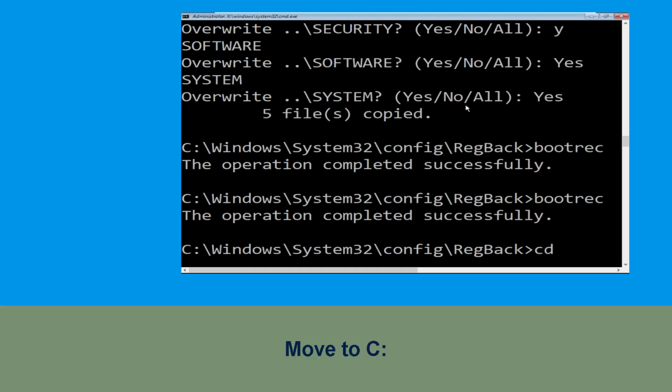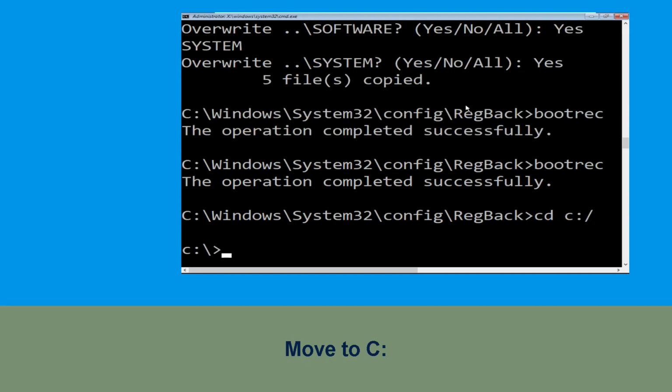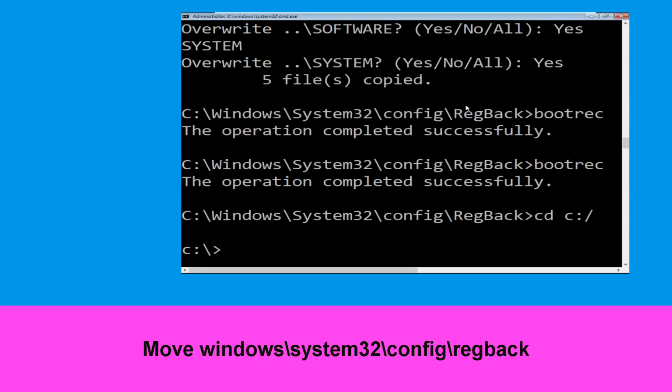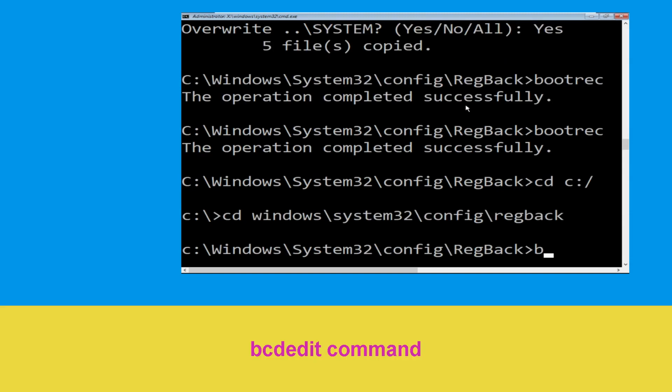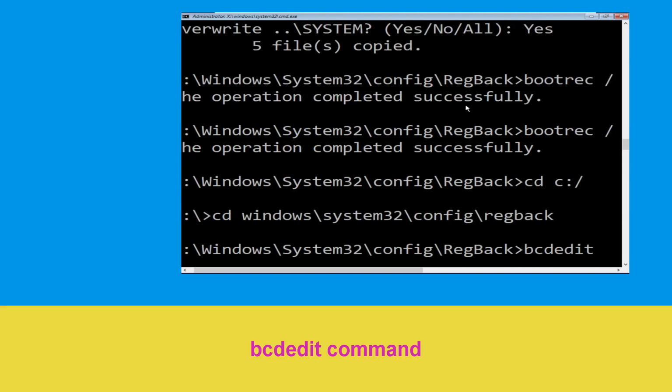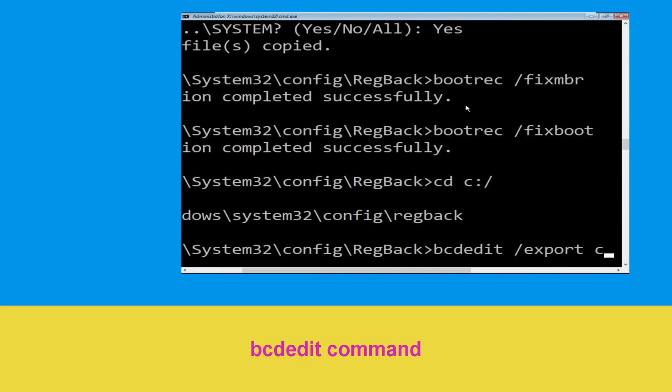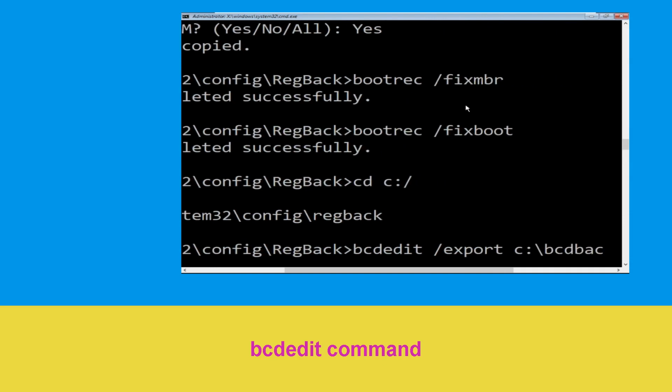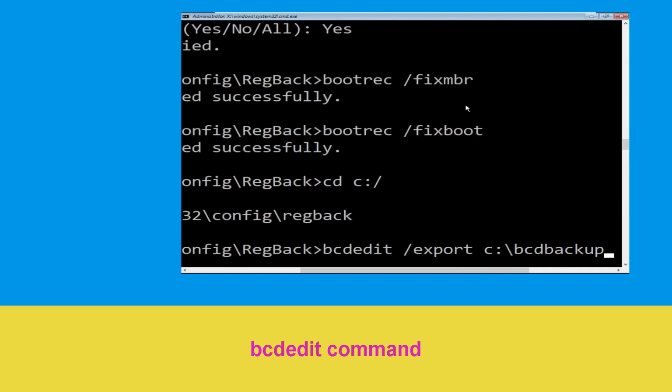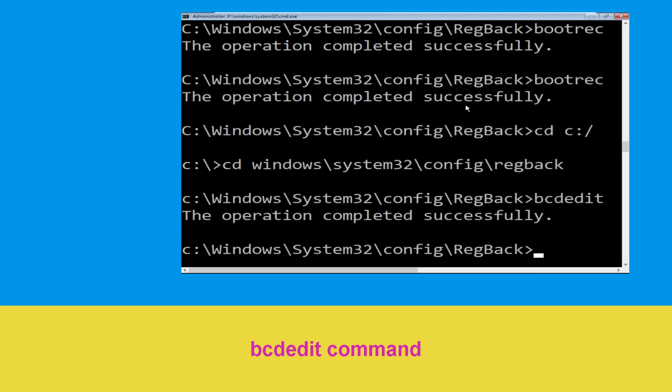Now type cd space c colon / and simply hit enter. Now type cd space windows /system32 /config /regback and hit enter to execute. Now type this command bcdedit space /export space c colon / bcdbackup, then hit enter.